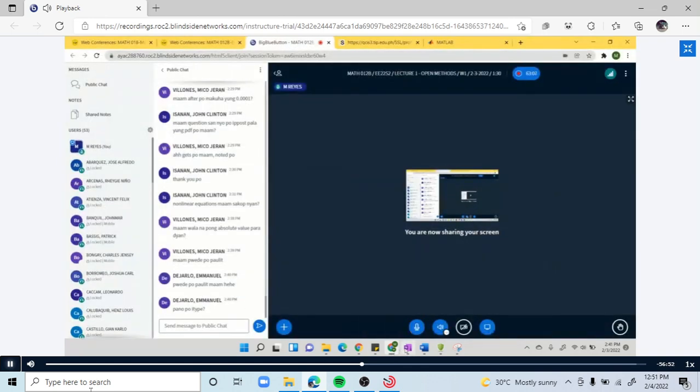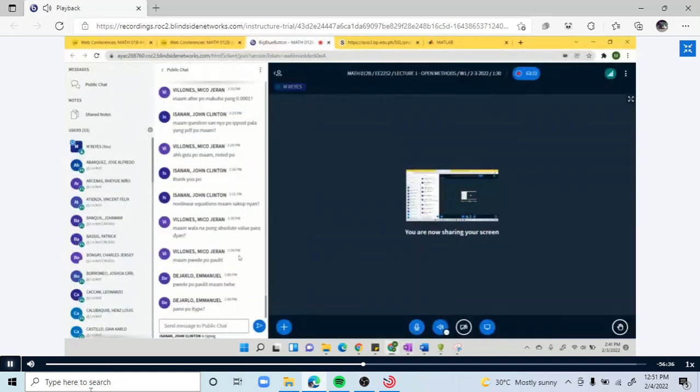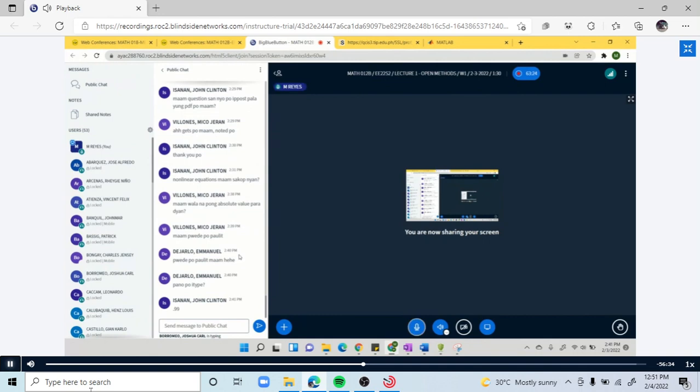Paano ko i-type? I-type mo siya exactly as I have written it. Ganyan mismo. Gamitin mo din yung same variables na ginamit ko. So, alpha tapos x. .99 is incorrect. You should get 0.4444. Apat na 4. Tingnan nyo ulit, ha. Tingnan nyo kung tama yung formula nyo.